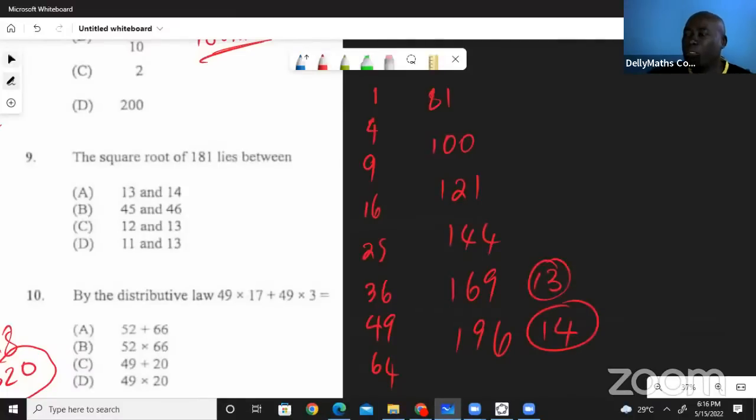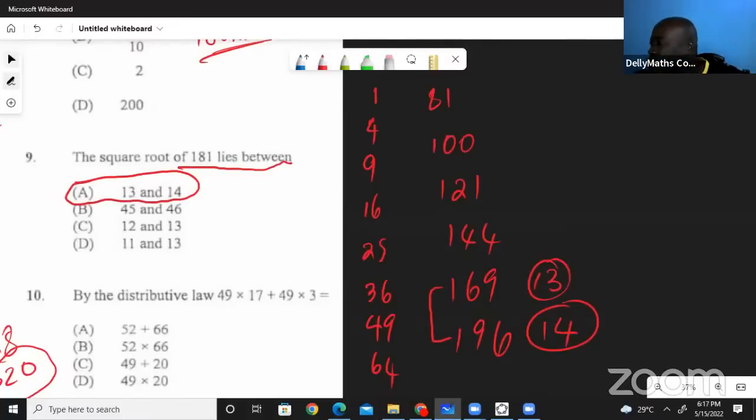So when we observe these, the number that they ask is 181. But if you know your square numbers offhand, you're going to realize that the answer is going to be between 169 and 196. But remember now, 169 is linked to 13 and 196 is linked to 14. So the answer is A, between 13 and 14.